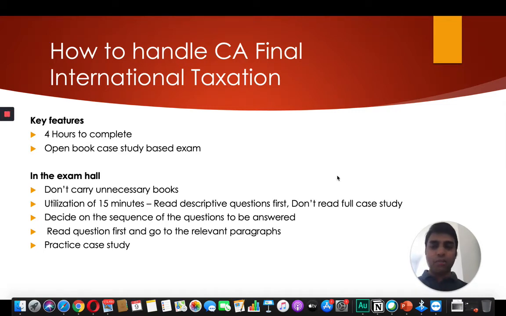Today I am going to talk about how you can handle the CA final international taxation paper 7. Paper 7 is an elective paper. It means you need to select one out of various options. International taxation is a very important subject and it has gained significant importance in the last one decade, not only in India but across the globe. And there's a huge demand for international tax professionals across the globe.